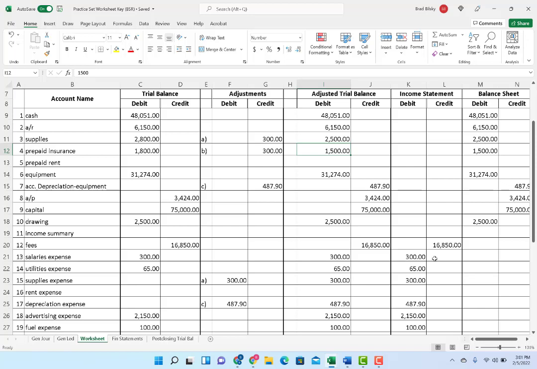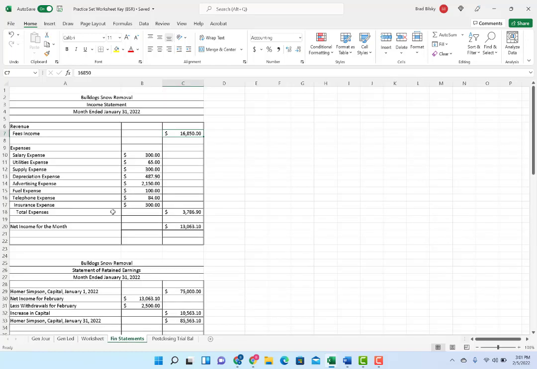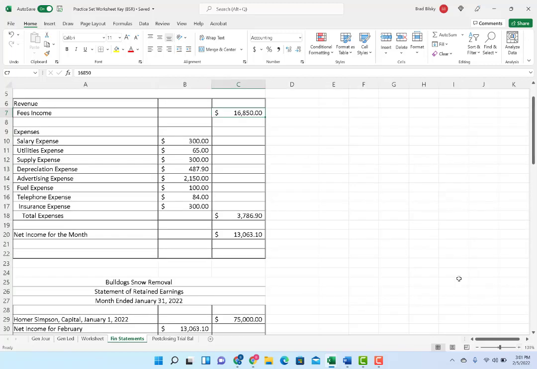So I'm just bringing that over. Then I'm going to list out all my expenses. So notice salary expense $300, utility expense $65. I'm just bringing those over to the income statement here. And all we're doing is taking our revenue minus the total of these expenses. The difference is our profit, our net income.